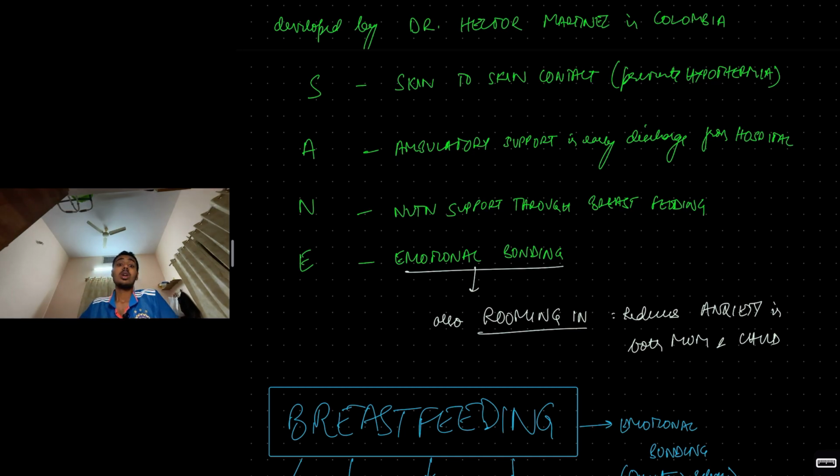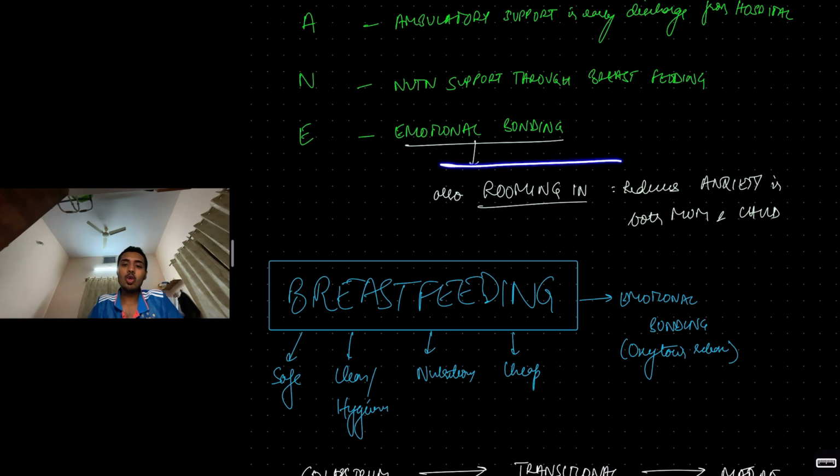Now we also do something known as rooming in, where as soon as the baby is delivered, we place it as close to the mother as possible, so that emotional bonding takes place. Anxiety is reduced in both the mother and the child, because the mother is anxious whether her baby is okay, and the child also wants to be next to the mother. So rooming in is highly advantageous.